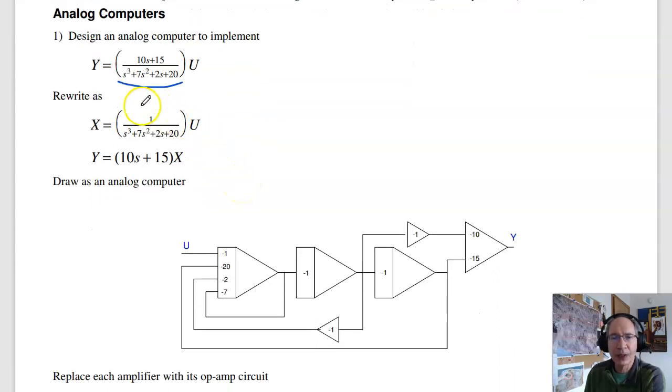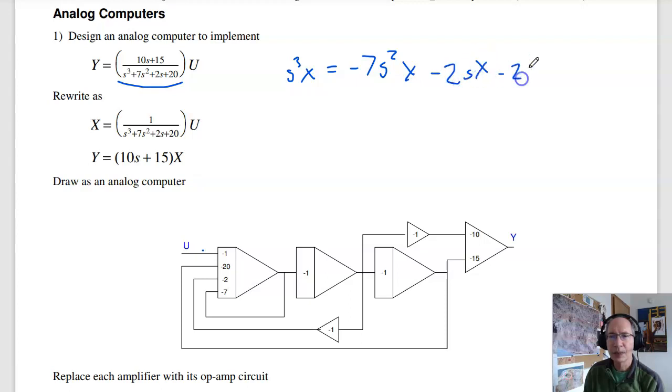The trick to do that is you create a dummy variable x that's just 1 over the denominator polynomial times the input, and the numerator polynomial times that x gives you y. Now solve for x. Solve for the highest derivative. I get s cubed x, which is equal to minus 7s squared x minus 2sx minus 20x plus u.